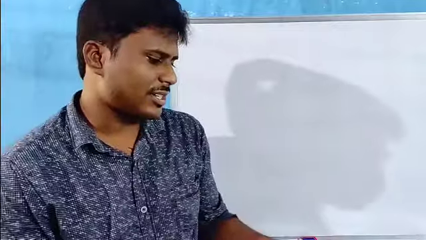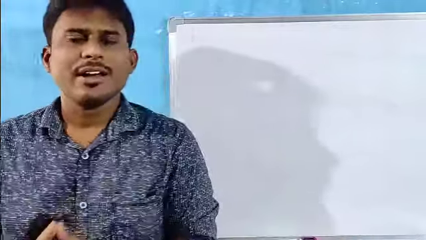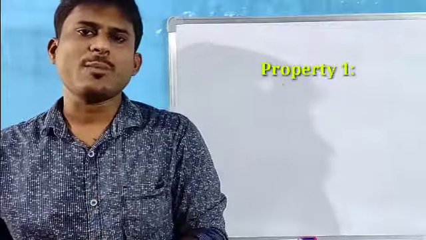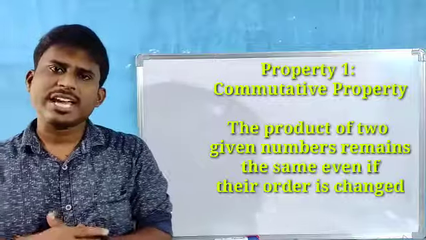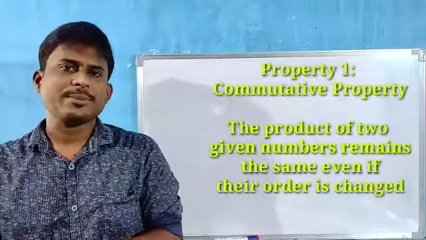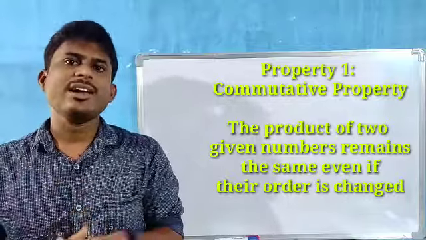See children, in the previous case 2 3's are 6. Now in this case 3 2's are 6, children. So I got the same answer. So this is called the commutative property, children. So the product of the given numbers will remain the same even if the order is changed, children. So even though we change the order, our answer is the same.